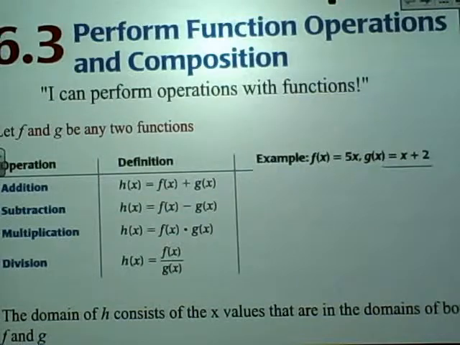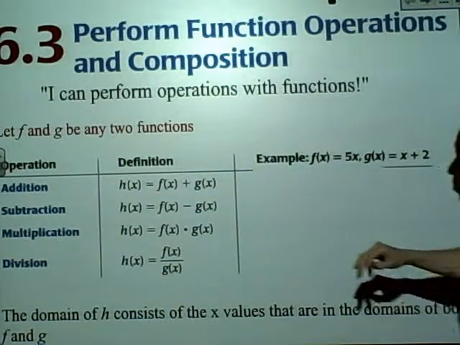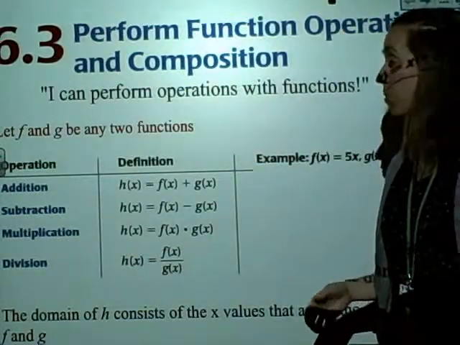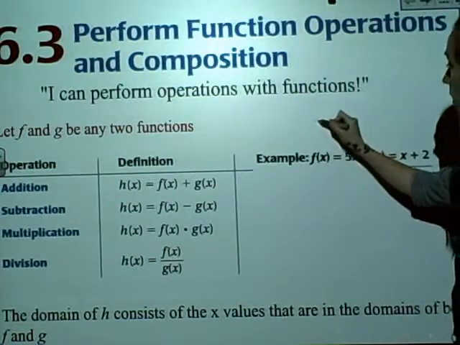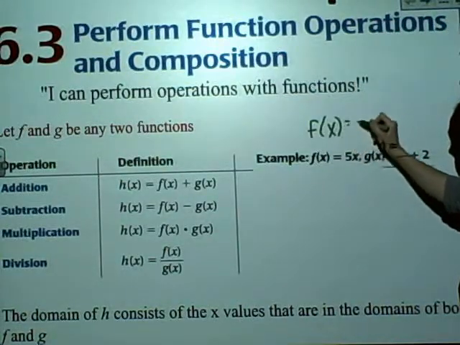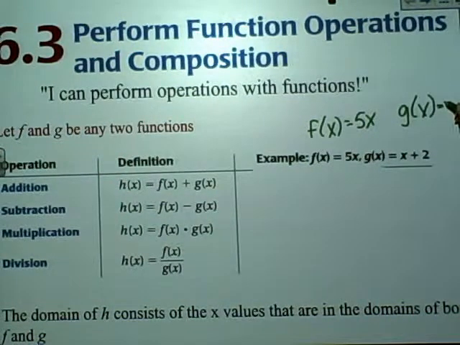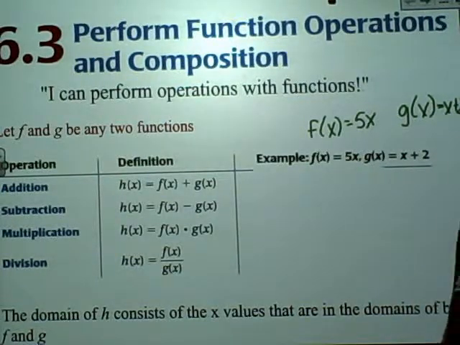Section 6.3 involves operations with functions. If we let f and g represent any two functions, so for this example, f of x is 5x, g of x is x plus 2, and you can see them right here in the black. If we let f and g represent two functions, we can do different operations with those two functions.